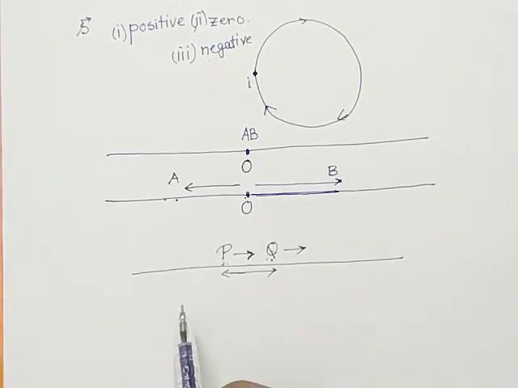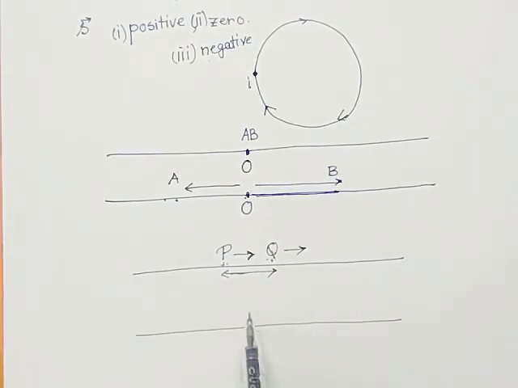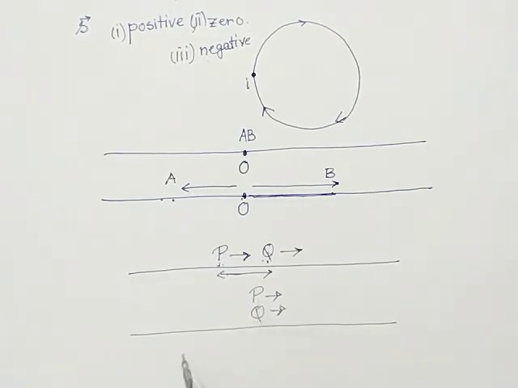But if P and Q both are moving in the same manner, just side by side, then if Q is looking at P and P is looking at Q, they will see there is no change in position. Both are at the same position, moving on the track. At that time the displacement is 0 there.